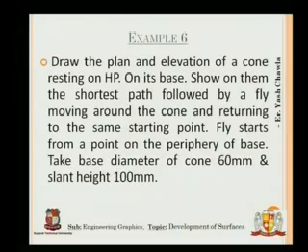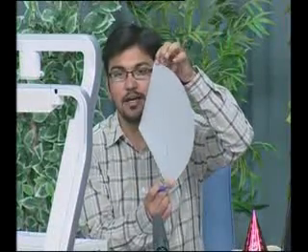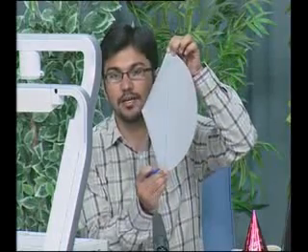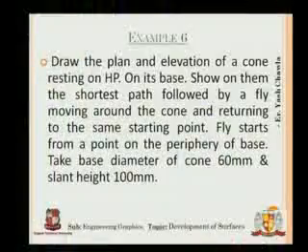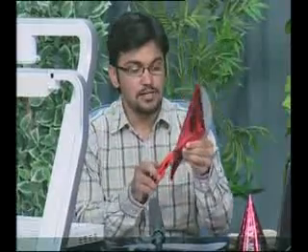Yeah, so the shortest distance that a fly can go from this point up till the bottom, this point, is this straight line. So what I'll do is chop off this using my cutter. I've already folded it up, just like this, and I'll chop it off.